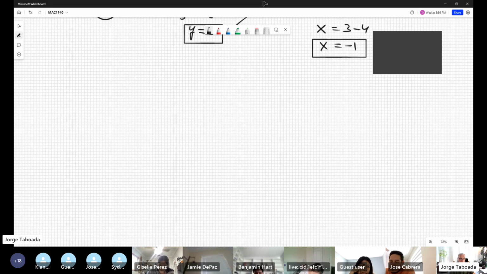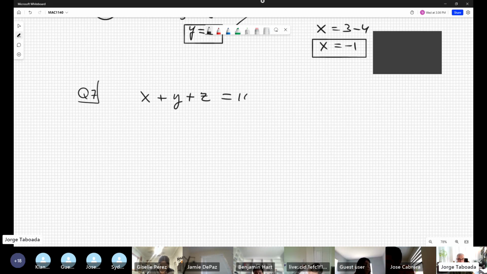Question 7 is super easy. Look at that. You only need to use your imagination. Suppose, again, x plus y plus z equals 10. This is my equation 1. x minus y plus 3z equals 14. Equation 2. And 2x plus 2y plus 2z equals 6. Equation 3.